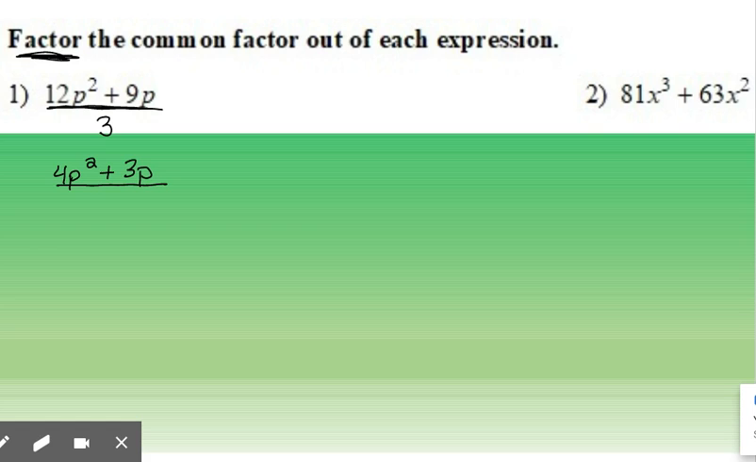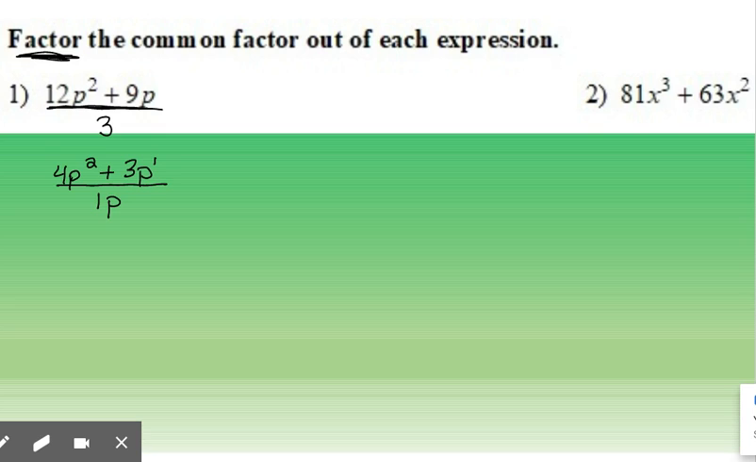And then I'm going to look at my numbers one more time. Okay, 4 and 3, and I'm going to think to myself, is there anything I can divide out? Well, the only thing you can divide out is 1. Well, when you're at 1, you're done with the numbers. Now I'm going to look at my variables. For the first one, there's p squared. That is 2 p's, p times p. And I have p to the first. So that means they have a p in common.